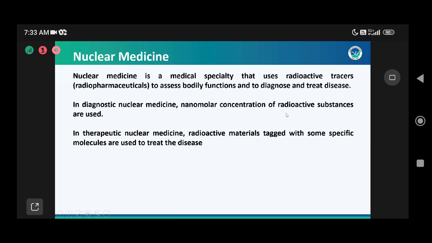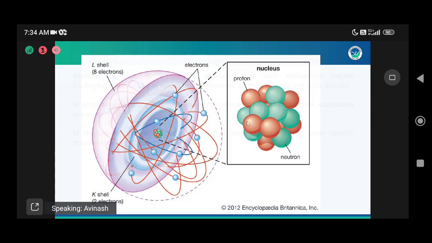In diagnostic nuclear medicine, we use nanomolar concentrations of radioactive substances, which help assess the bodily and physiological functions of the body. Whereas in therapeutic nuclear medicine, we use radioactive materials tagged with specific molecules, which help in treating diseases. Before coming to everything, I think everyone should know what radioactive material is.